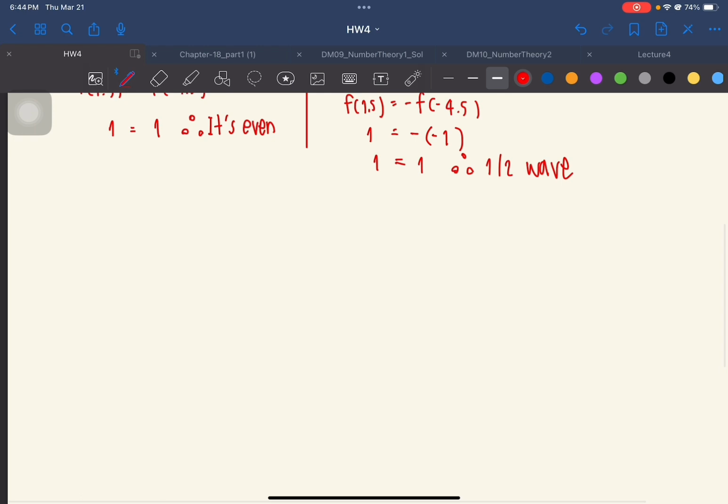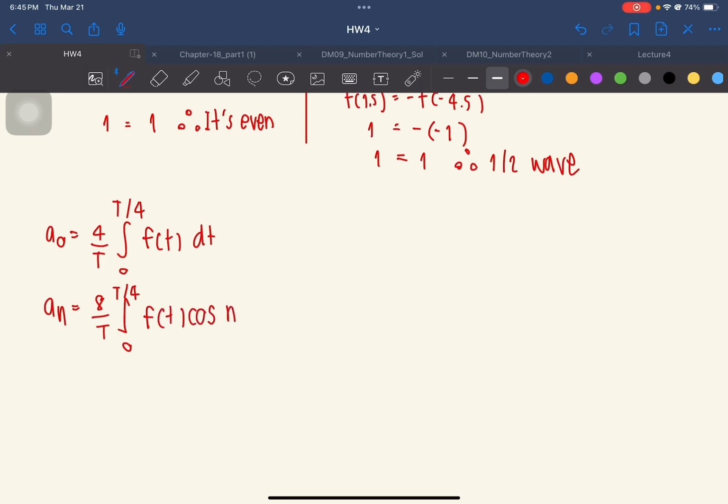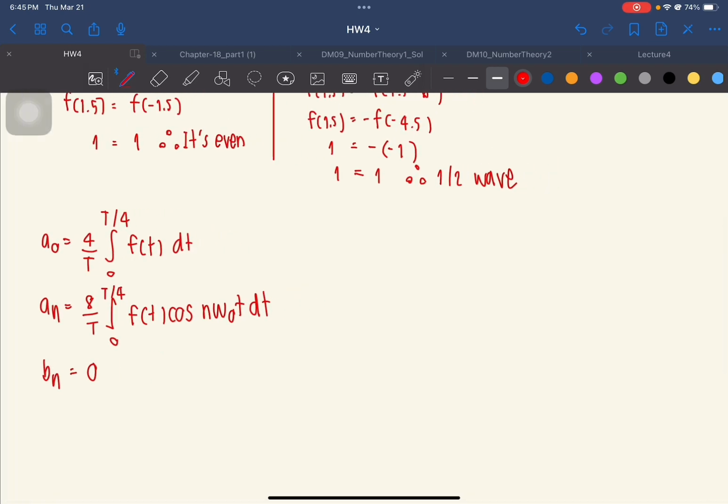So for the formula, we will know that a0 is equal to 4 over period integral from 0 to period over 4 of f(t) dt, and an is equal to 8 over period integral from 0 to period over 4 of f(t) cos n omega naught t dt, and bn is zero because the function is even, so we don't need to find it.